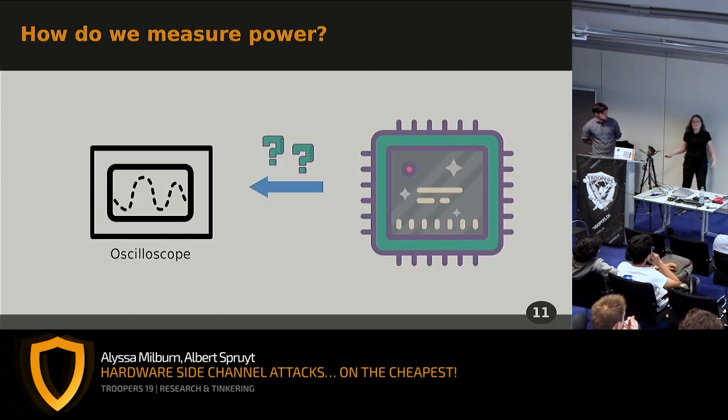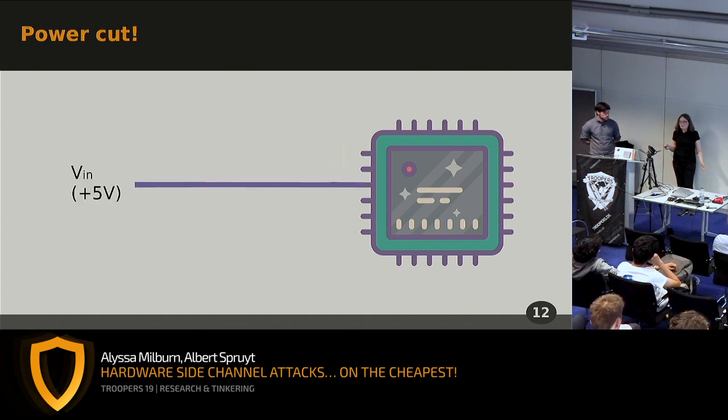But then, let's step back a bit. Wait a minute, how on earth do we do this power measurement in the first place? So we have some kind of processor, some kind of CPU, and we want to get the power measurements, and we're going to do that using an oscilloscope. How do we do this measurement?